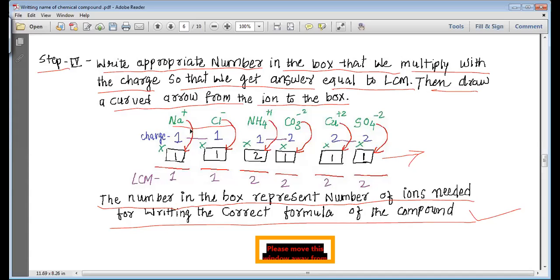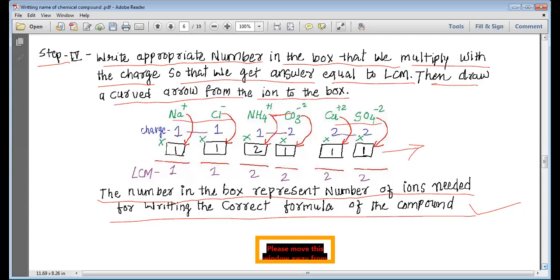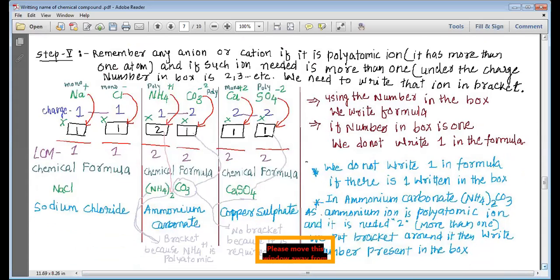If you want to write the correct formula for sodium chloride, you need one Na and one Cl. If you want to write the correct formula for ammonium carbonate, you need two ammonium ions and one carbonate ion. If you want to write the correct formula for copper sulfate, you need one copper ion and one sulfate ion. This is how, my dear students, by writing the number in the box, you determine the number of ions required to write the correct formula.